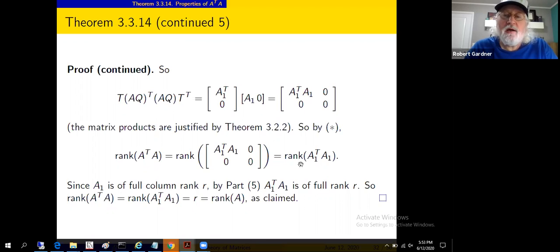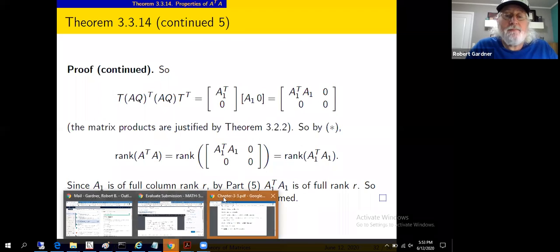So the rank of this partitioned matrix is that of A1 transpose times A1, but A1 is full column rank. It was full column rank R. We collected all the rankness of matrix A into this little A1 matrix. Part 5 told us that if A1 is full rank, then A1 transpose A1, the Gramian product, is full rank. A full column rank matrix will produce a Gramian product that's full rank.